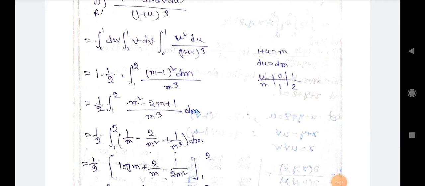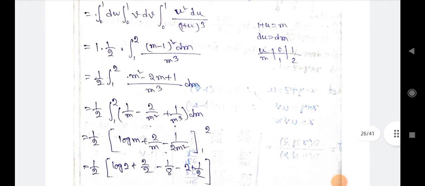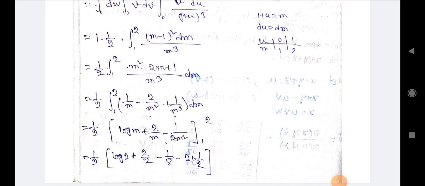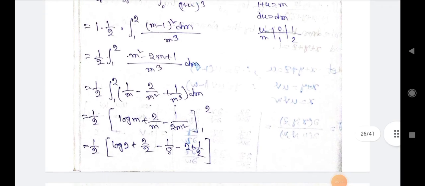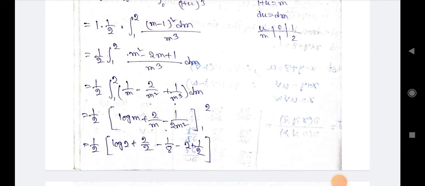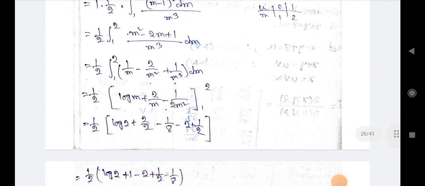Then we get 1 into half into integration 1 to 2 (m minus 1) whole square dm by m cube, which equals half integration 1 to 2 (m square minus twice m plus 1) by m cube dm. Applying the formula (a minus b) whole square, we get half integration 1 to 2 of (1 by m minus 2 by m square plus 1 by m cube) dm.